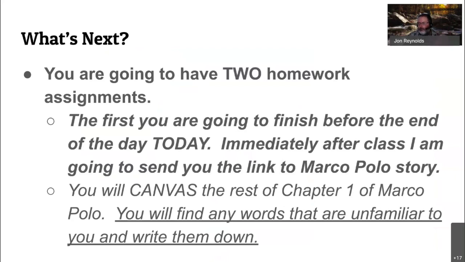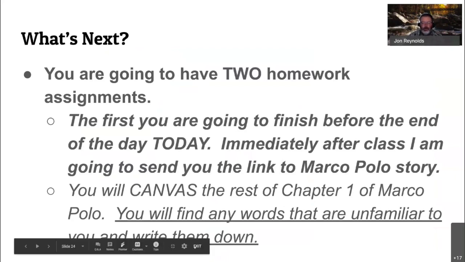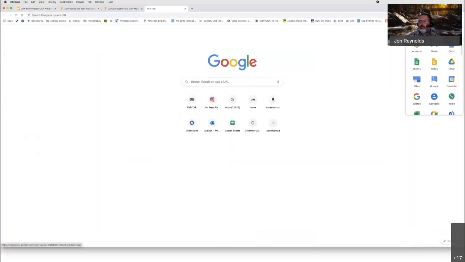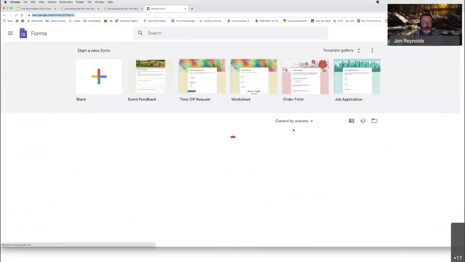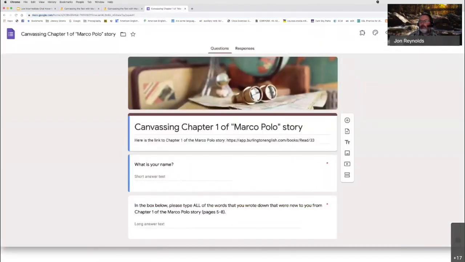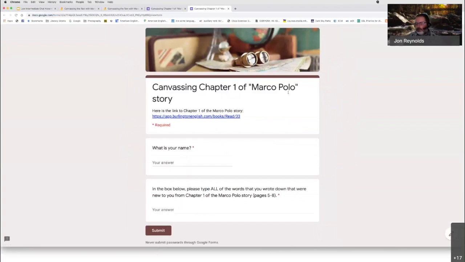Now, after you're finished, you're going to give me those words in a form, in a document, okay? I'm going to show you that document right now. So when you're finished here with class, you're going to take the words that you wrote down and you're going to put it in this form, okay? Let me show you what it looks like. So this is what you're going to put your answers in for tonight. It says canvassing chapter number 1, and you can click here for the link to chapter number 1. You just put in your name. I don't need your email, just your name.